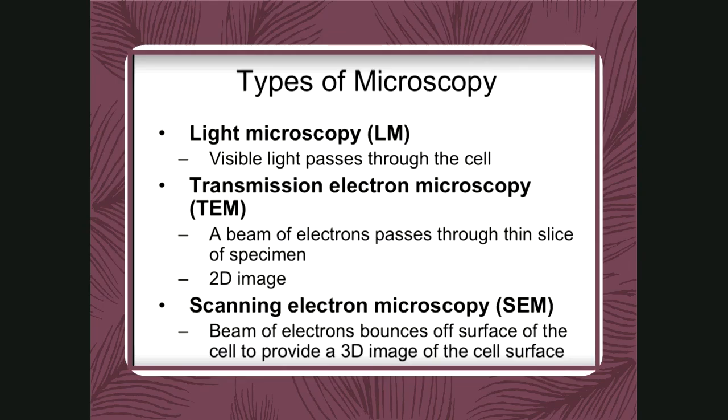We talked about microscopes. So we can see microscopic anatomy through a microscope. The ones that we most commonly see are light microscopes. So this is visible light passing through the cell. A little more advanced, which gives us two-dimensional images, would be the transmission electron microscope. And then even a greater evaluation would be the scanning electron microscope. So this will provide us a three-dimensional image of the cell surface.